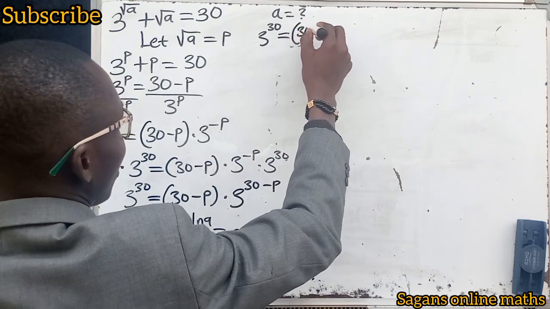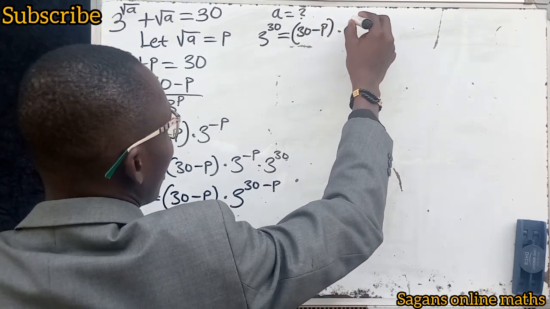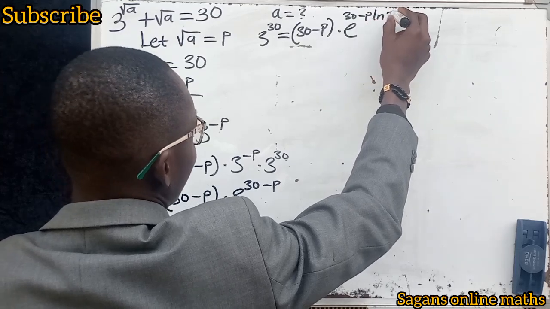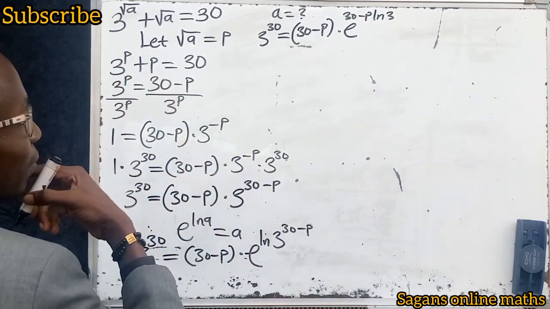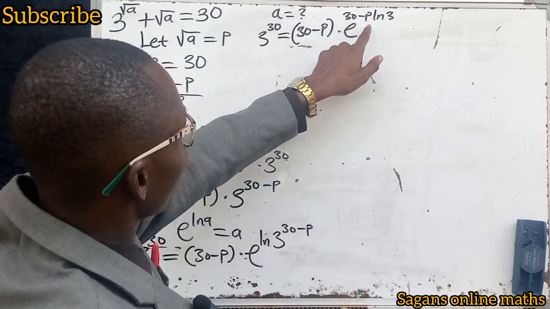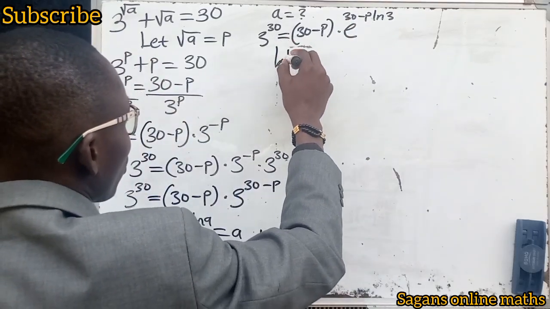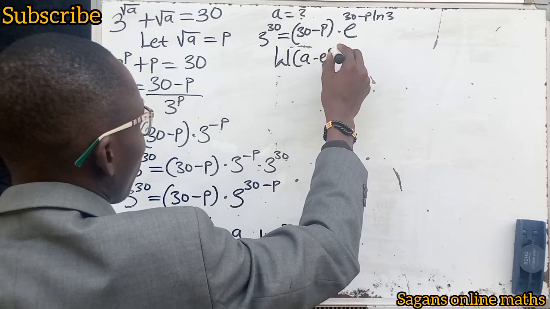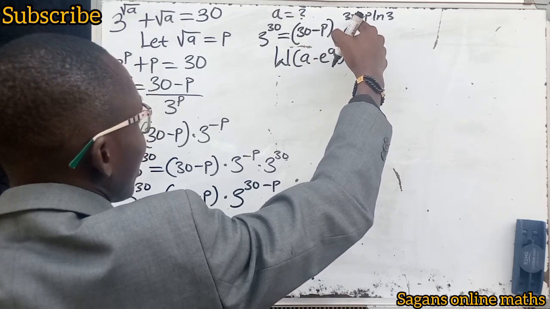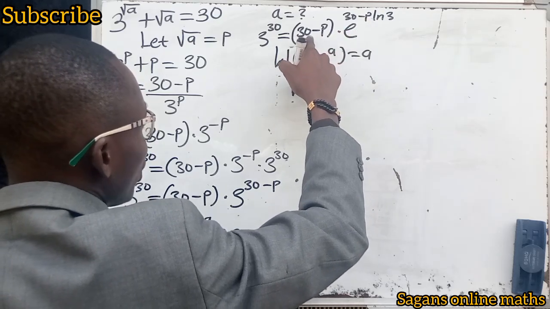Into 30 minus P, multiplied by e to the power of what? 30 minus P ln 3. Now you can see that the exponent here is (30 minus P) ln 3. Look at what we are looking for: the Lambert W function of A multiplied by e to the power of A is always equal to A. Since the power here is (30 minus P) ln 3, and what is here is 30 minus P, we want this to be equal to this.